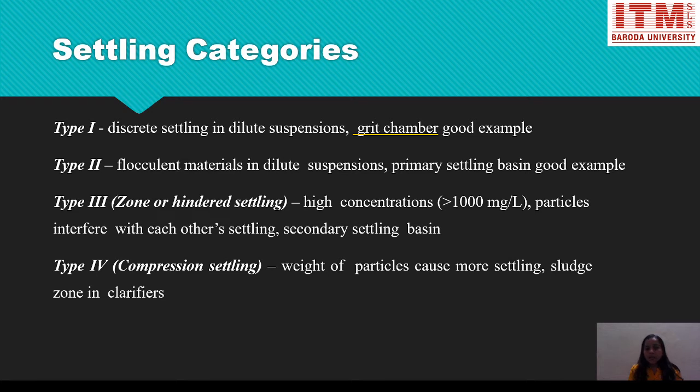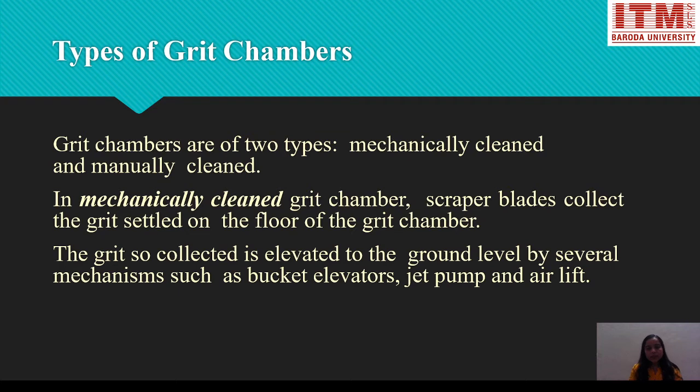Type 3 is zone or hindered settling, with higher concentration, greater than 1000 milligram per liter, where particles interfere with each other's settling, and the secondary settling basin is the best example of that. And type 4 is called compression settling. The weight of the particles causes more settling, as in the sludge zone in a clarifier. In short, how can we remember? As you travel from type 1 to type 4, the settling capacity increases. Type 4 is at the bottom, almost a sludge blanket, with the highest settling capacity, and type 1 is almost a suspension, right? So it can be divided into a total of 4 zones.